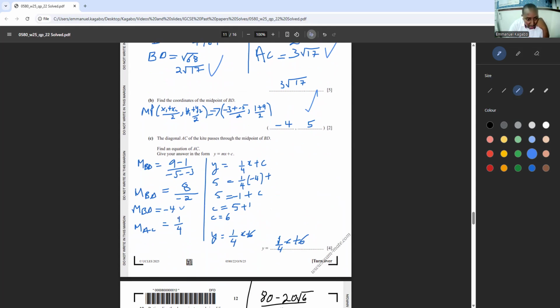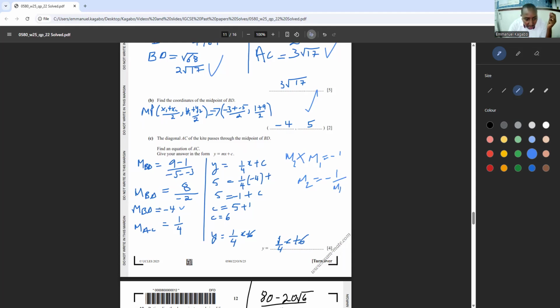Line BD is that one. Now, because the line BD and the line AC are perpendicular, I applied this formula. Guys, I hope you know that one. If two lines are perpendicular, the product of the two gradients should always give you -1. So the gradient of the second line will be equal to -1 over gradient 1.